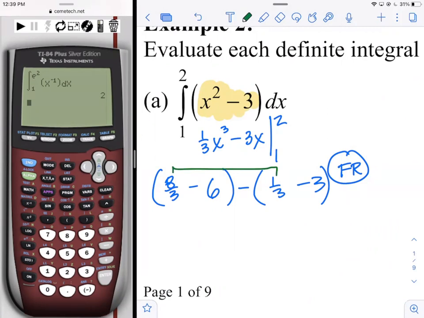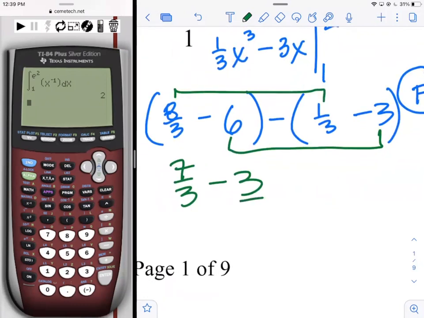8/3 minus 1/3 is 7/3. Crap. But if that had been 8/3 plus 1/3, it would have been 9/3 or 3. It would have worked itself out. And now I'll do -6 minus -3. Careful, that is what? -6 plus 3, which is -3.